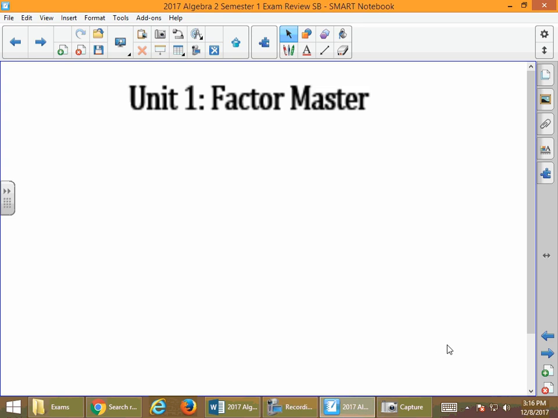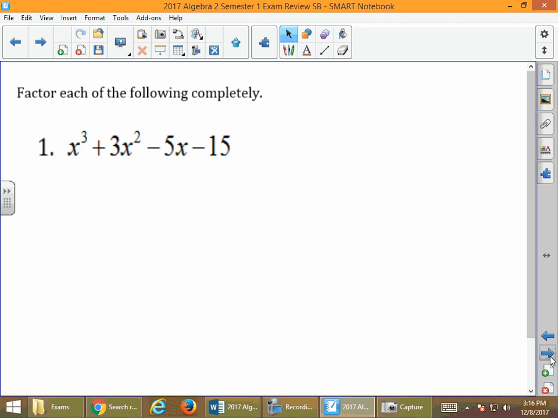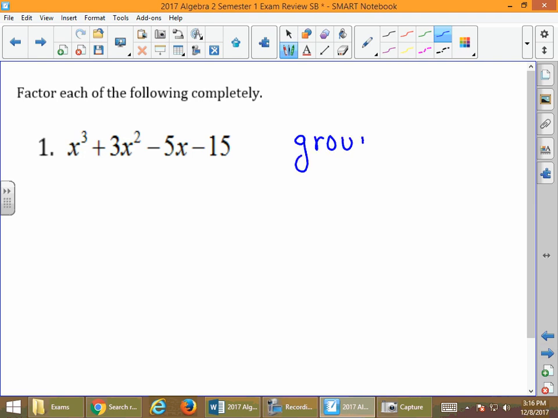Today we're talking about the Algebra 2 exam review, and we're looking at Unit 1, Factor Master, the place where we started the school year off. And the first problem, x cubed plus 3x squared minus 5x minus 15. First thing that we need to notice is that there's 4 terms. And so the method that we're going to use on here is we're going to factor by grouping.